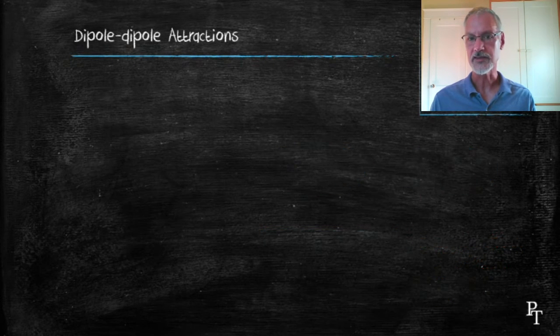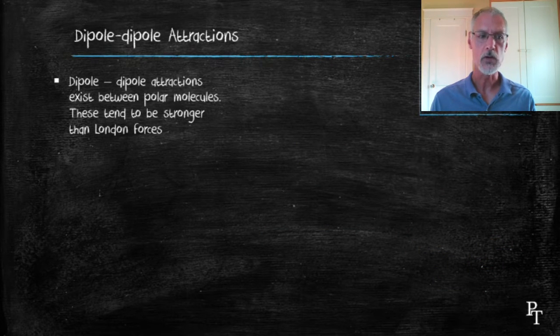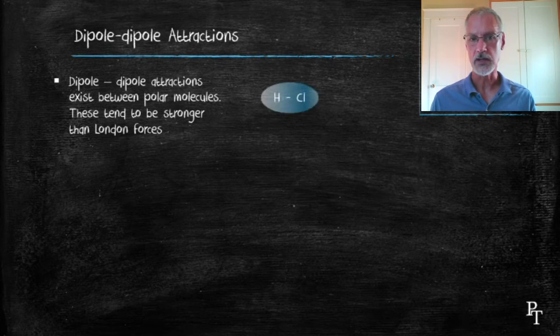Our second force are called dipole-dipole attractions. They exist between what are called polar molecules, and these tend to be a little bit stronger than our London force. Consider a polar molecule, HCl. There's an uneven distribution of electrons. Chlorine, with the greater electronegativity, pulls the electrons to its end of the molecule, creating a slightly negative and a slightly positive end of the molecule.